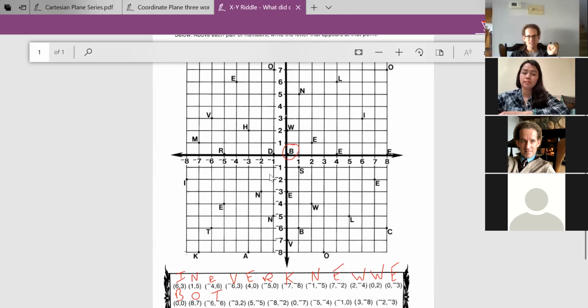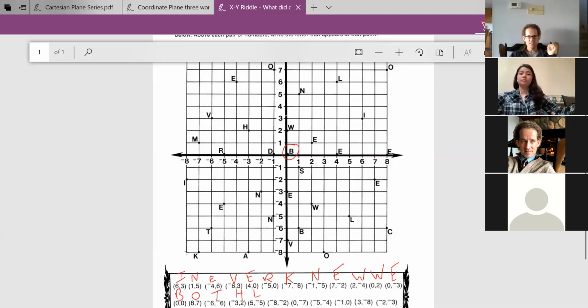And -3, +2: I go to the left 3, and I go up 2, and I see an H. That looks like it spells the word both. And this one says 5, -5. So I go to the right 5, and I go down 5, and that looks like an L. -8, -2. So I go to the left 8, and I go down 2. I think that's an I.